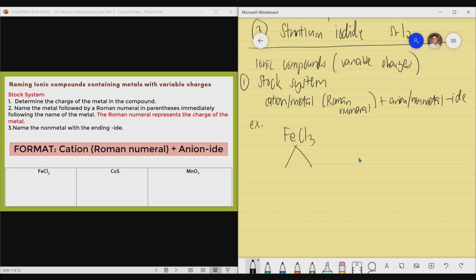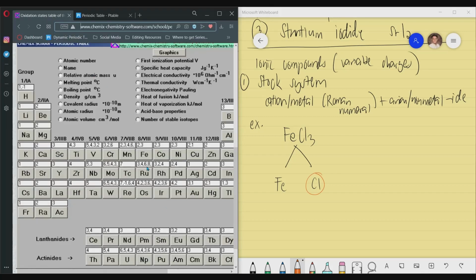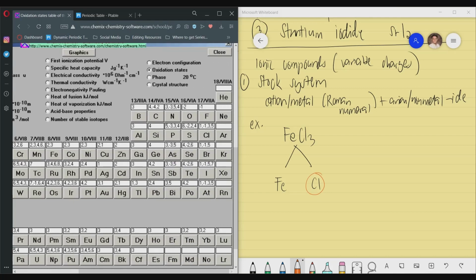Now, to form FeCl3, we have Fe and chlorine. To easily identify what charge iron has originally, let us look at the charge of chlorine. So going back to this particular periodic table having their oxidation states, let us look at chlorine. Now, chlorine here acts as an anion. Remember, when we say anion, they have negative charge. Now, look at chlorine on the table. The negative charge for chlorine is -1.